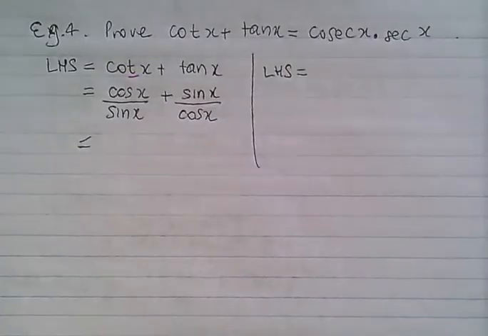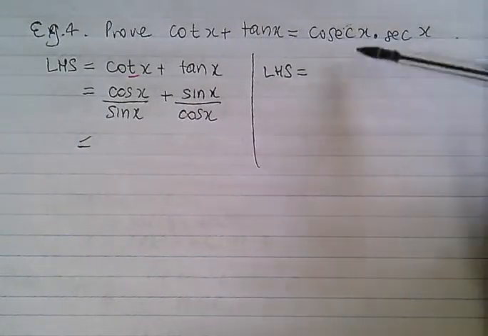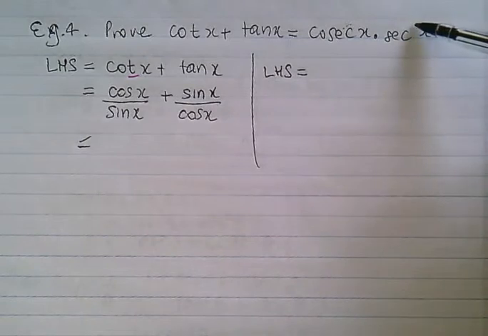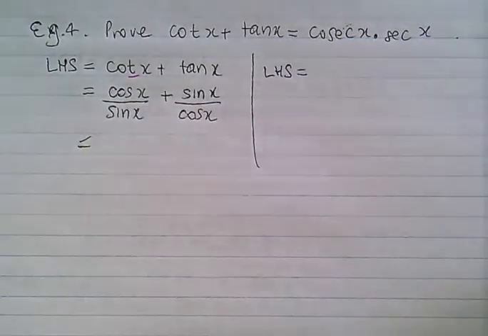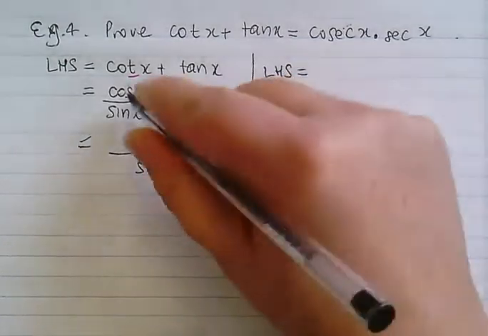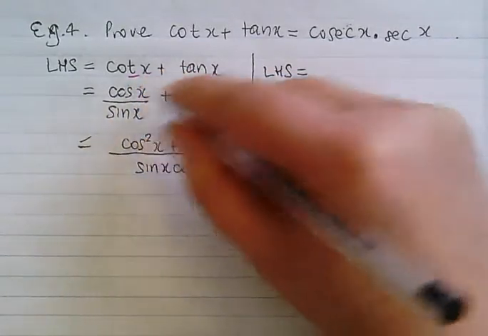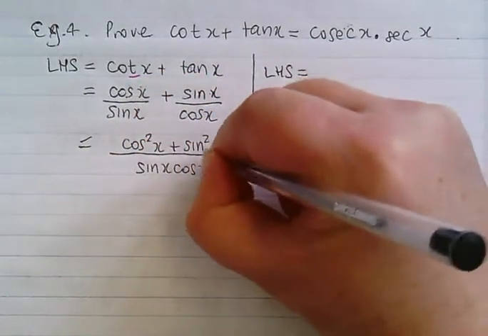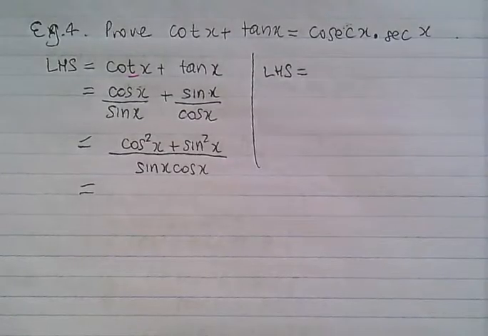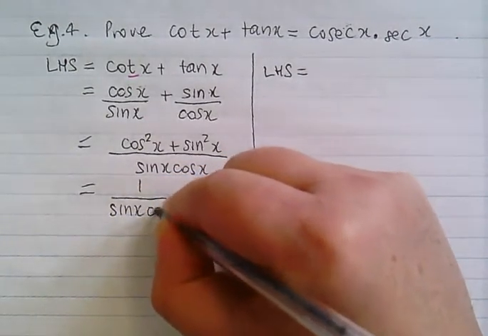Now, look at what you're trying to get. We're going to end up with two different ratios multiplied by each other, and I know that this is 1 on sine and this is 1 on cos. What would you do with these two fractions, do you think? Common denominator. So, the denominator is going to be sine x cos x. So what do we get? Cos squared x plus sine squared x. You okay with that? What's cos squared x plus sine squared x? 1. So it's 1 over sine x cos x.